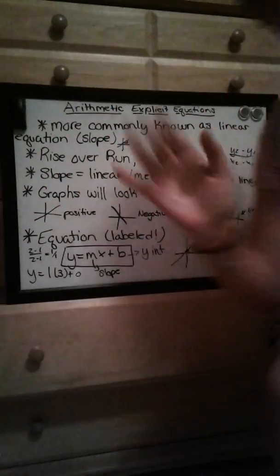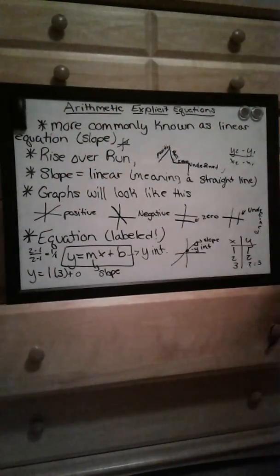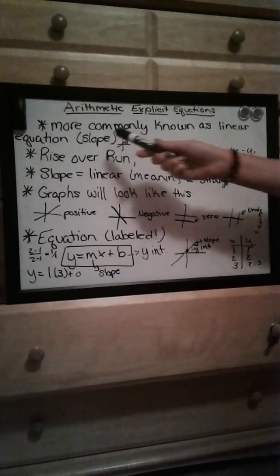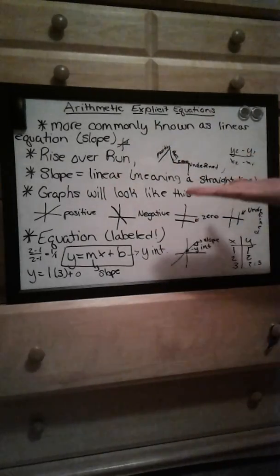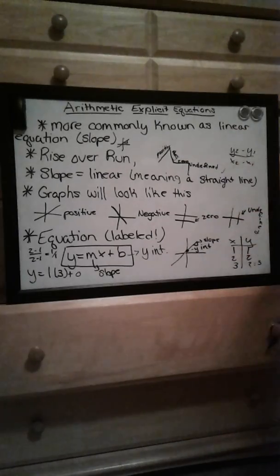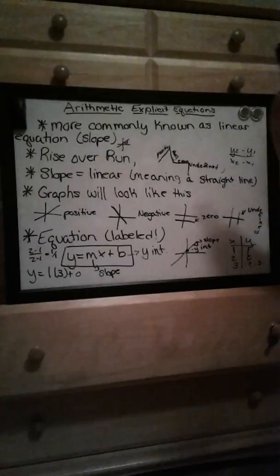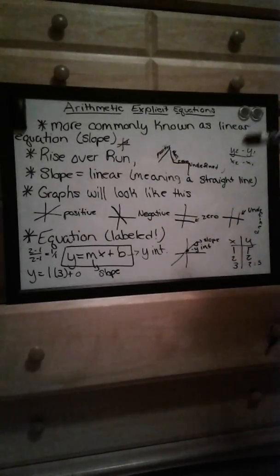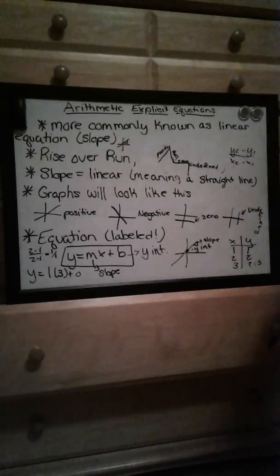Hi guys, it's Gabby again, and today we're going to do our arithmetic explicit equations, which are more commonly known as linear equations, but you might not know this, but they're slope. Linear equations, arithmetic equations, and slope are all the same thing. So if I start talking about slope, or linear equations, or arithmetic explicit equations, I'm talking about the same thing. They're all one thing, so you might know them by one of the three names.